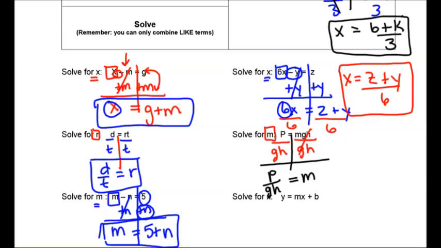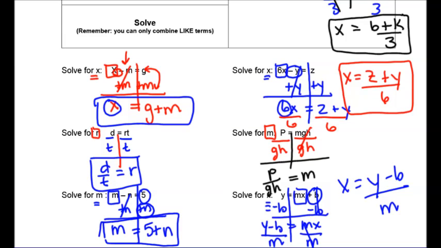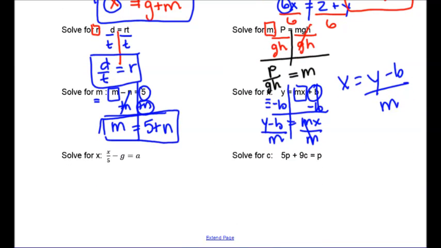The next one, again, we want x by itself. So let's box that x. All right, so who has to move? We have a positive b, so we're going to subtract b from both sides. We get y minus b equals mx. How do I get rid of that m in front of the x? Simply just divide. They cross off, and my answer is x equals y minus b over m. All right, so remember, order does matter here. They have to be written in the correct order for your answer to be right. All right, last two examples here.